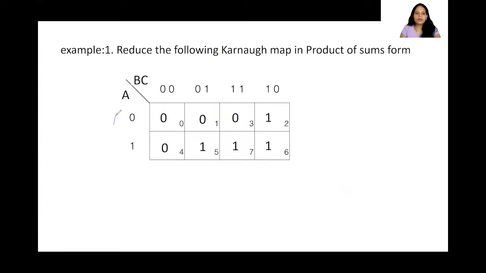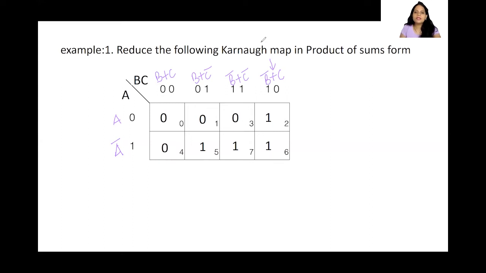Now we know that for 0 it is an uncomplemented variable, and for 1 it is a complemented variable. Similarly, let me write here. So this is going to be b plus c, b plus c bar, b bar plus c bar, b bar plus c. So don't forget to write the plus here because this is nothing but our product of sums.